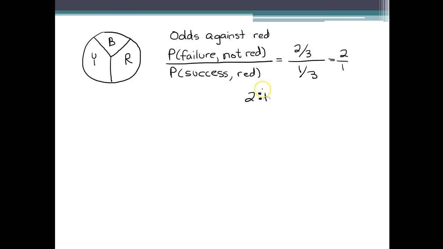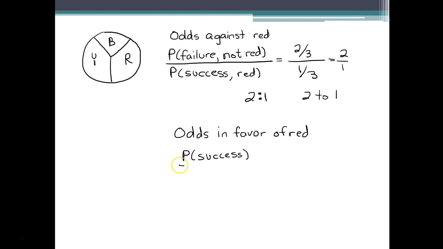If you think about it, it makes sense. There's 2 ways to not get red to the 1 way to get red. Now if you want to do odds in favor, it's just the flip. It's probability of success over probability of failure. So then it's the 1/3 on top, 2/3 on the bottom. So when it reduces, you get 1 to 2.